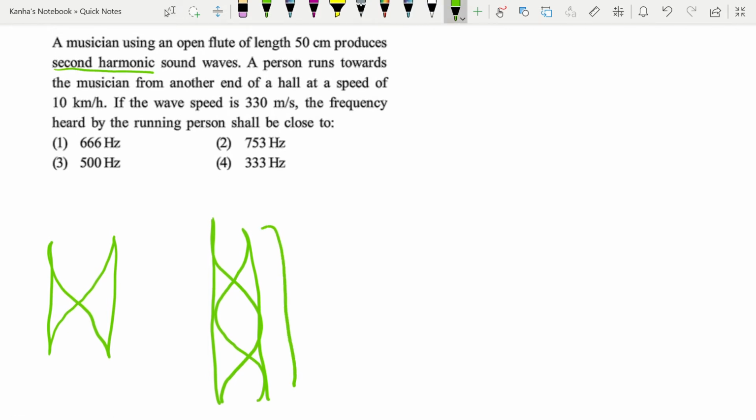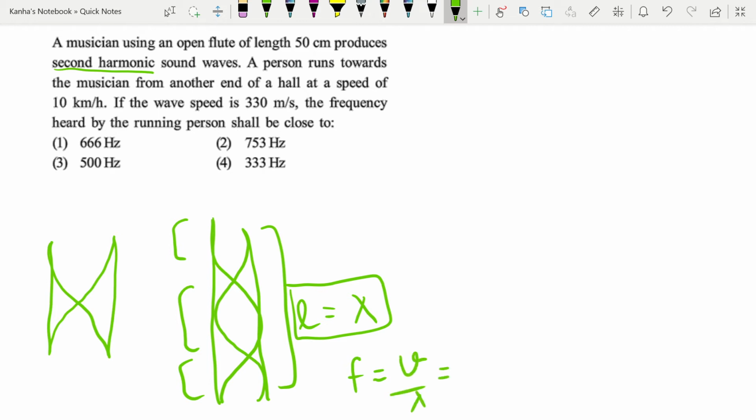Here what do you see? This is the total length. How many wavelengths are there? There is lambda by 2 plus lambda by 4 plus lambda by 4, so total length is equal to lambda. If total length is equal to lambda, I can easily find my frequency. My frequency is equal to velocity by lambda, which is velocity by L. Now this is the frequency of the sound produced by the open flute, so let me call this f0.